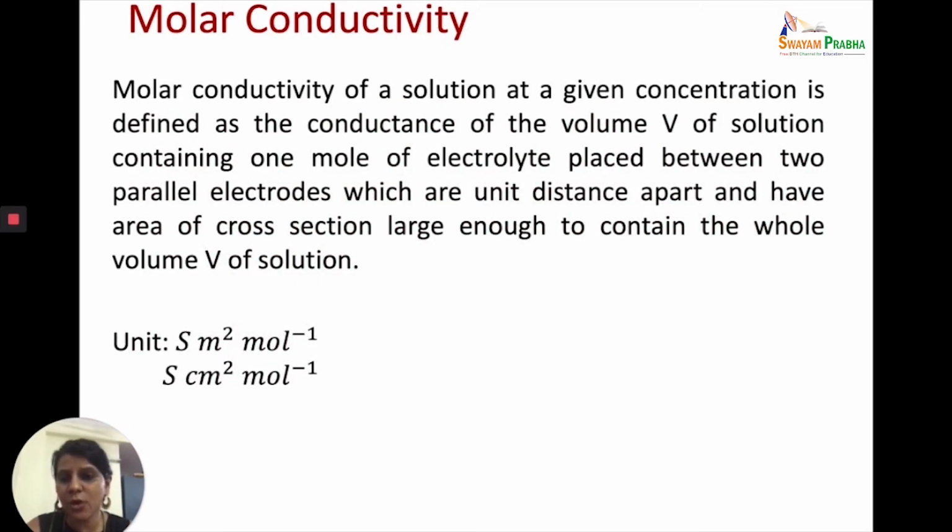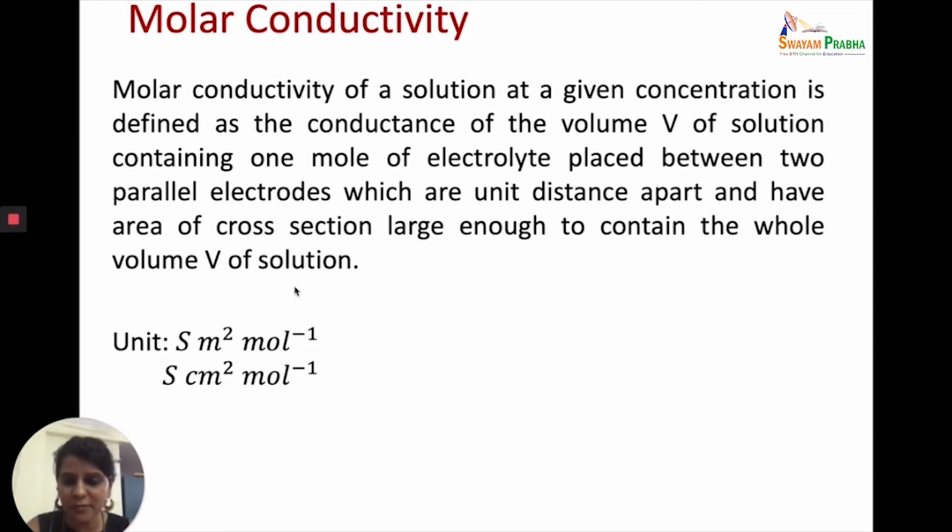Now, let's recall what is molar conductivity. Molar conductivity is defined as the conductance of a volume V of the solution containing 1 mole of electrolyte placed between two parallel electrodes which are unit distance apart and have area of cross section large enough to contain the whole volume V of the solution.